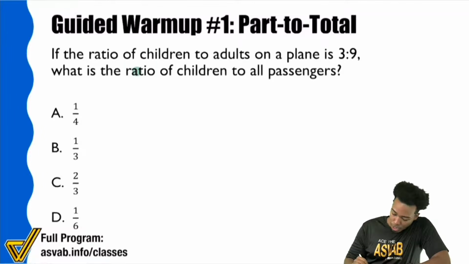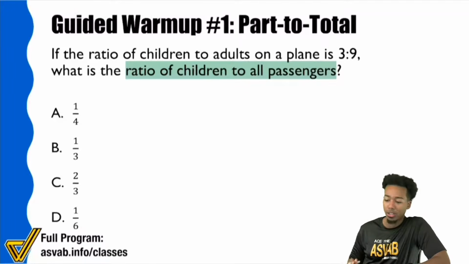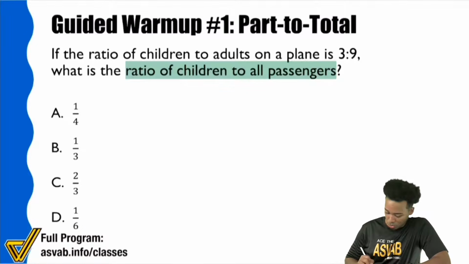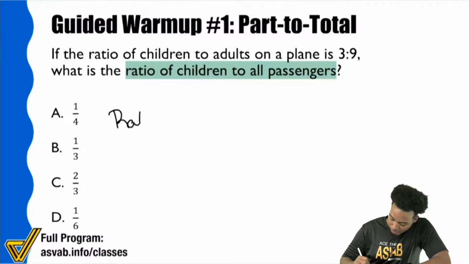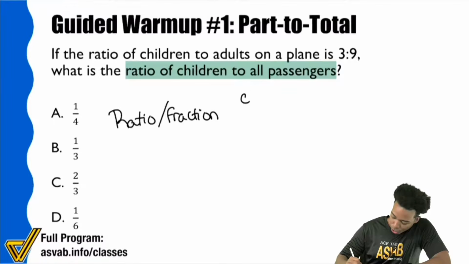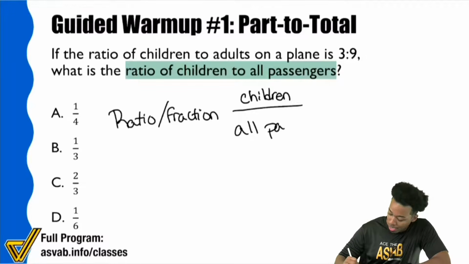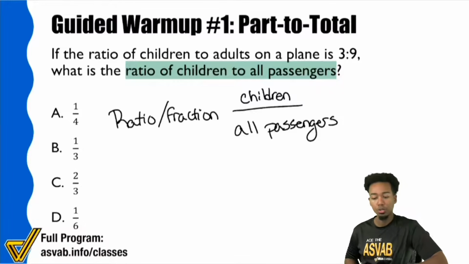So the ratio of children to all passengers, that's what we want. Just write that down. We want the ratio, which is the same thing as saying fraction, and we're going to have children over all passengers. Pay attention. Children to all passengers.